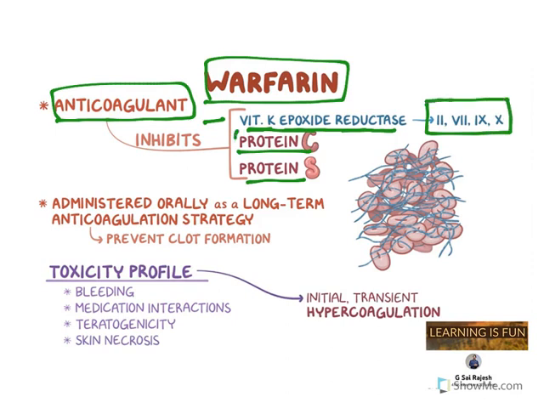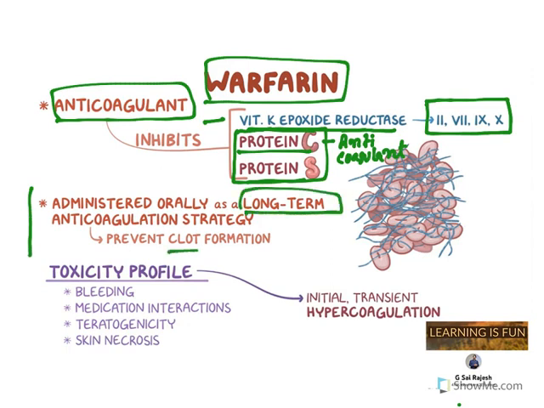Now along with that, warfarin also inhibits protein C and S. Now protein C has got anticoagulant activity. This is important. Protein C has got anticoagulant activity. These are administered orally for a long time to prevent clot formation. But the toxicity is related to bleeding. See, for all anticoagulants, the major adverse effect is bleeding.